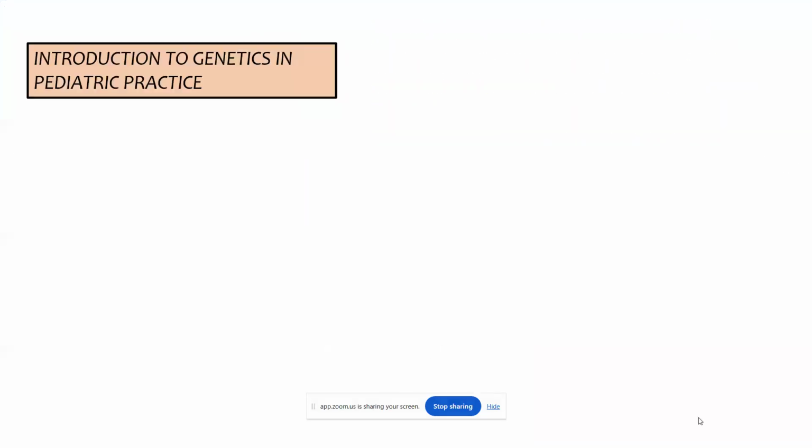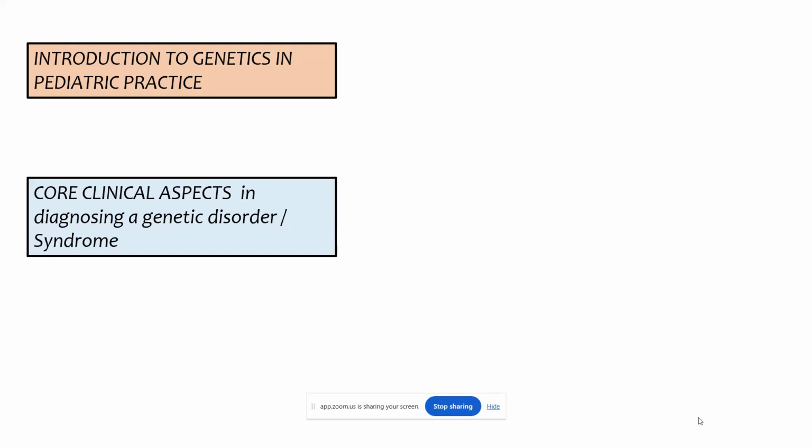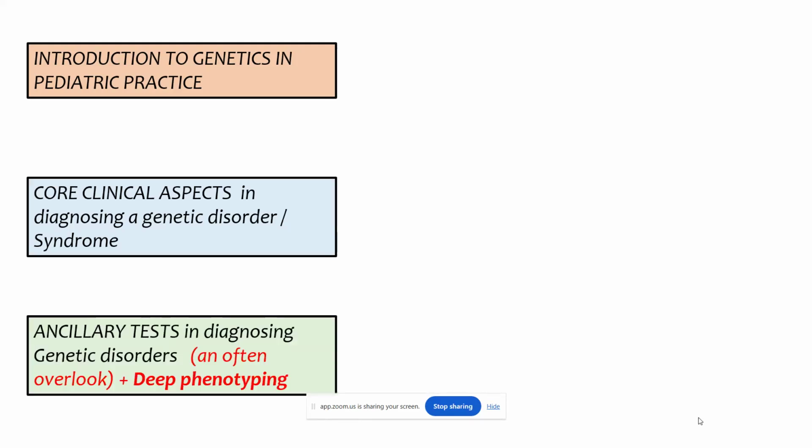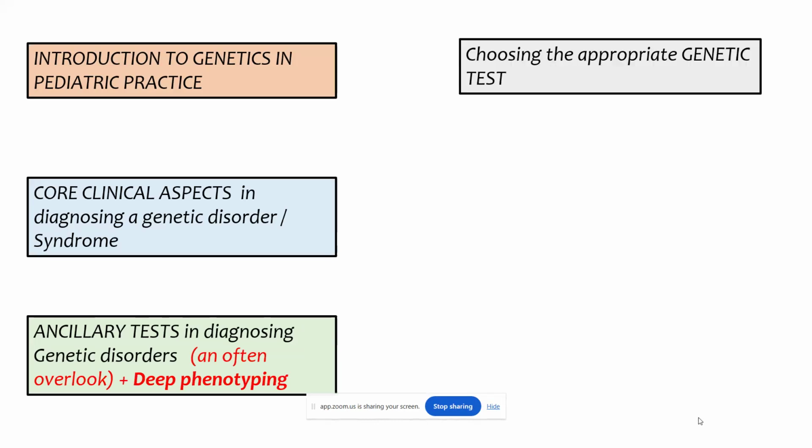Yeah, okay. So in this session, we'll be discussing the first part of our series, that is introduction to genetics and dysmorphology. And in the coming lectures, we'll be looking into the core clinical aspects of diagnosing a genetic disorder, that is going to be dysmorphism in a detailed perspective. Followed by that, a very often missed aspect by pediatric practitioners, that is use of ancillary tests in diagnosing genetic disorders. Ancillary, I mean tests other than the routine ones, and also choosing the appropriate genetic test. This is going to be a different lecture altogether, and this is going to be in 2 or 3 sessions.